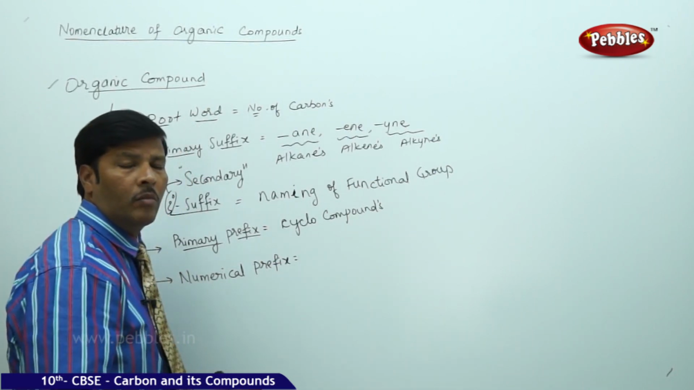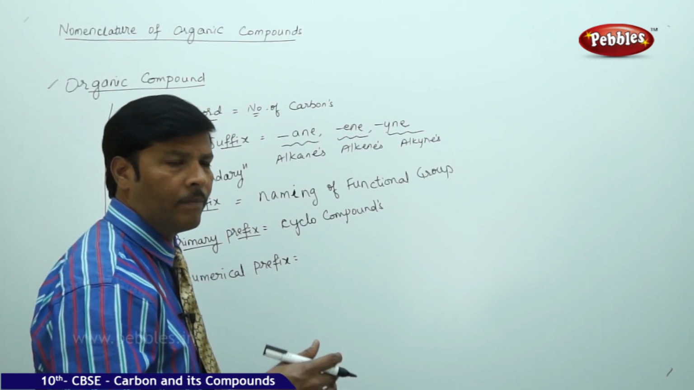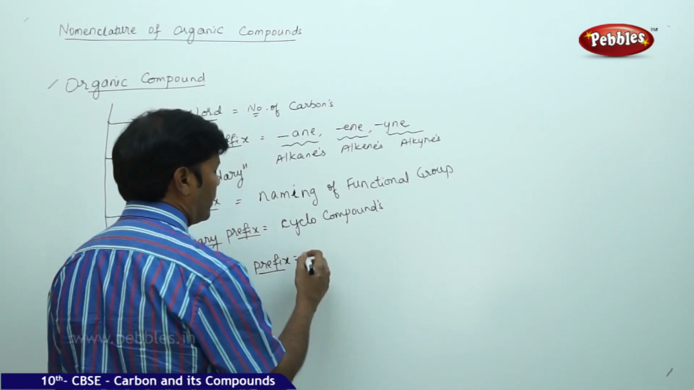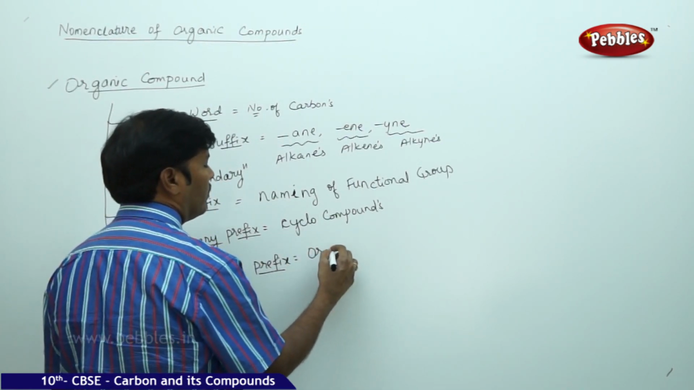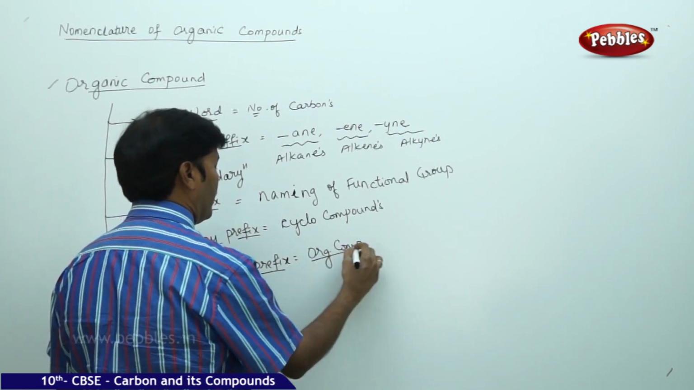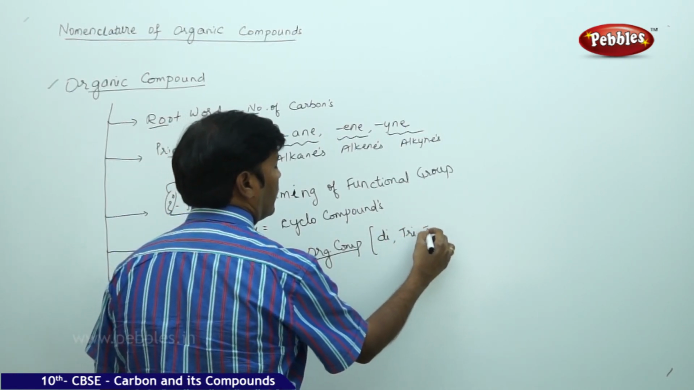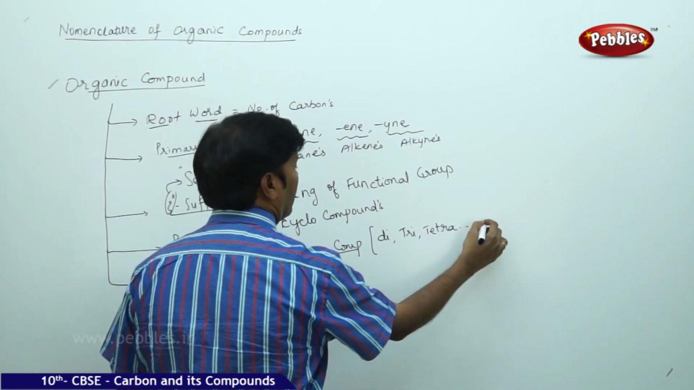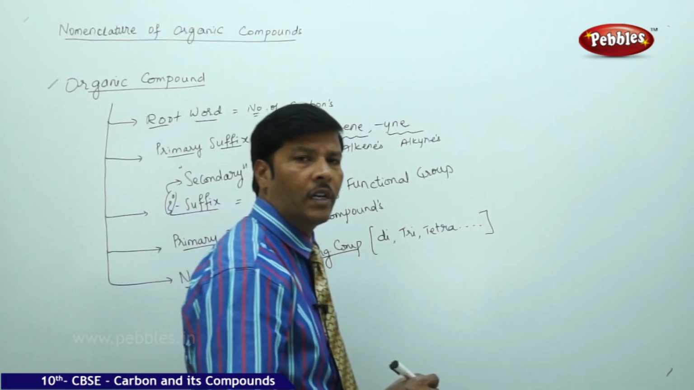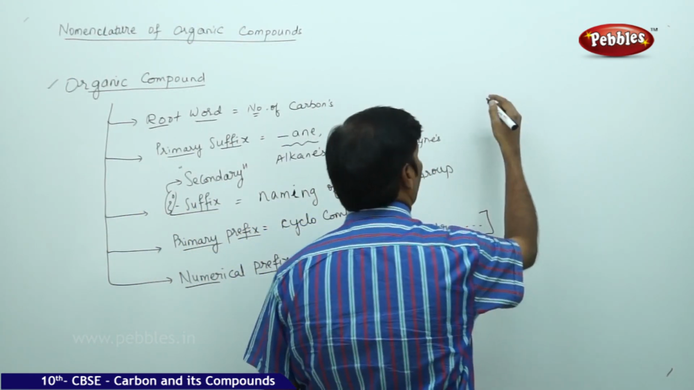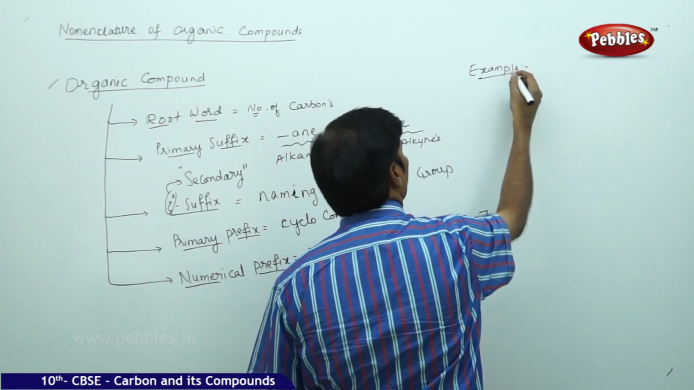This indicates the number of groups, or substituents, which are repeating again and again in the same manner. Numerical prefix means, suppose for a given organic compound, it is mentioned in terms of di, tri, tetra, and so on. So one example I would like to give you to make you understand very clearly.